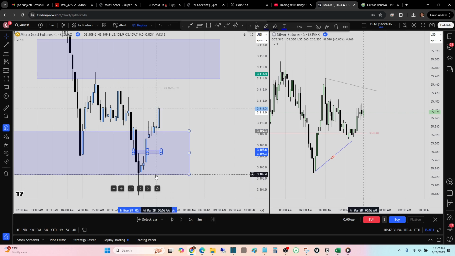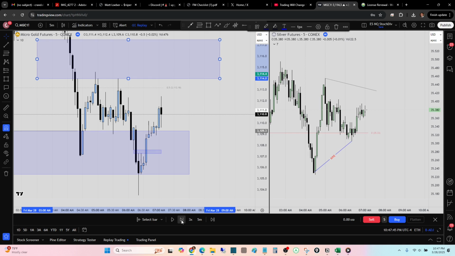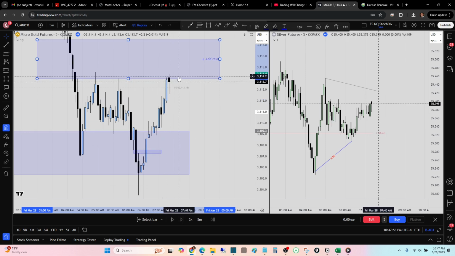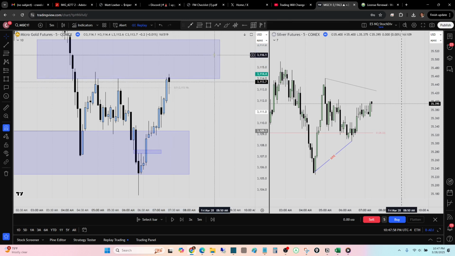We're at 7 a.m. now. Too late for me to make any entry, so I'm really just focused on this, watching the clock. I'm just expecting it to expand up into the fair value gap above, and I'll just run it here. Okay, so we get tapped in. The price taps the fair value gap of my point of interest.